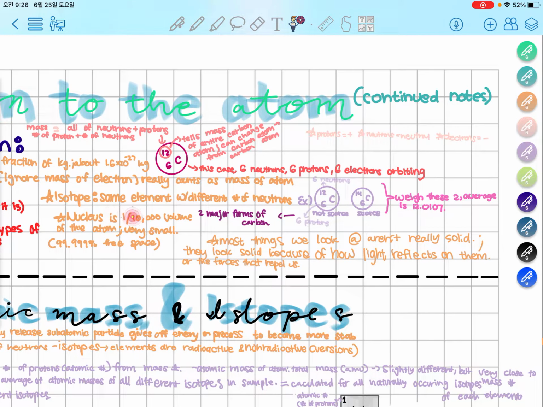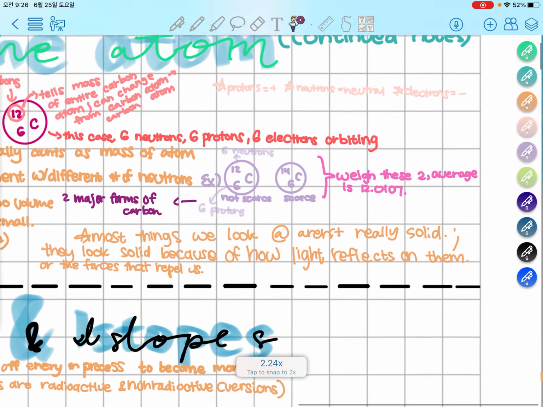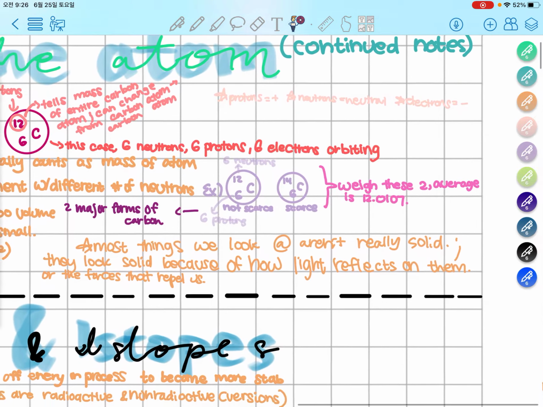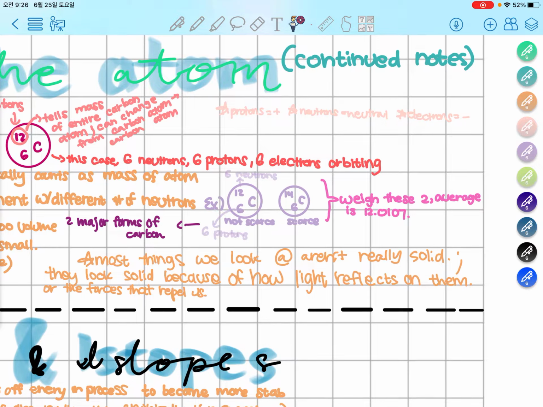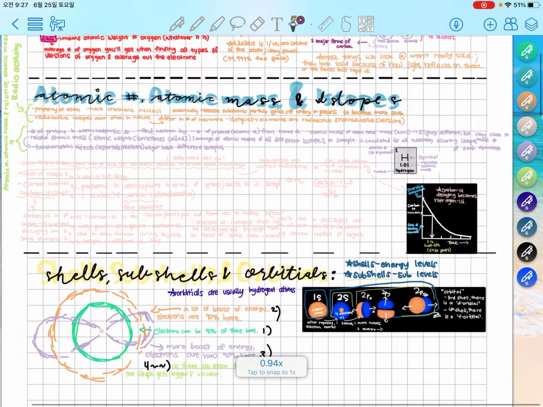The nucleus is 1 out of 10,000 of the volume of the atom. It is very small, 99.999% free space. There are 2 major forms of carbon, but this one is less scarce. This one is scarce, but this is not that scarce. As you can see, there's 14 here, with 6 protons and 8 neutrons, and here 6 neutrons. Most things we look at aren't really solid. They look solid because of how light reflects on them or the forces that repel us. And if you weigh these two out, they average out to 12.0107.